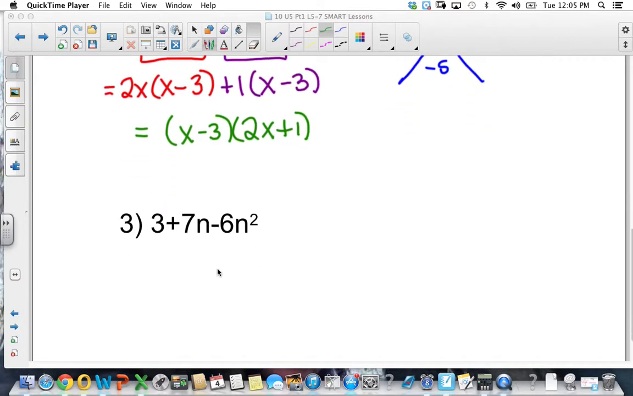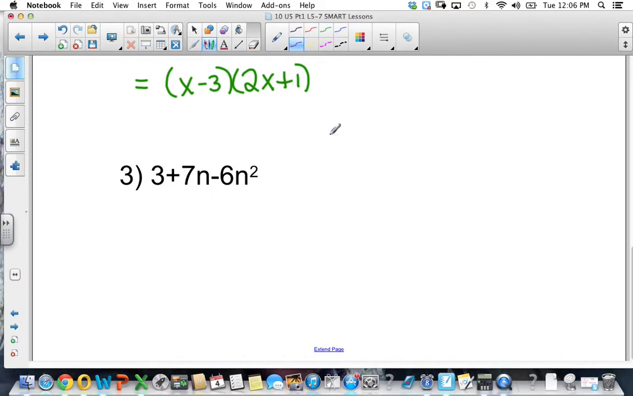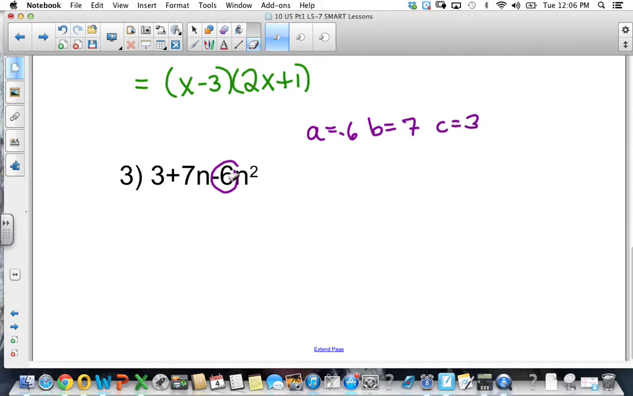I'm going to show you how to factor number 3. Our inkling here is to switch around the order because it is indeed not in standard order, but you don't actually have to do that. We can still identify A, B, and C even though it is not in the form A, B, and C. A is here, which is negative 6. B is still in the middle. It's always the term with the n, and C is the constant. It's 3. So even though it is not technically in standard form, you don't need to change it because it's still factorable in this form.